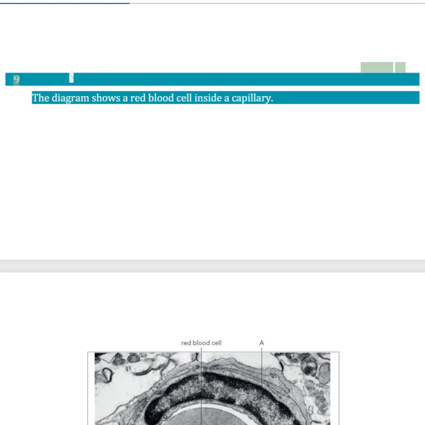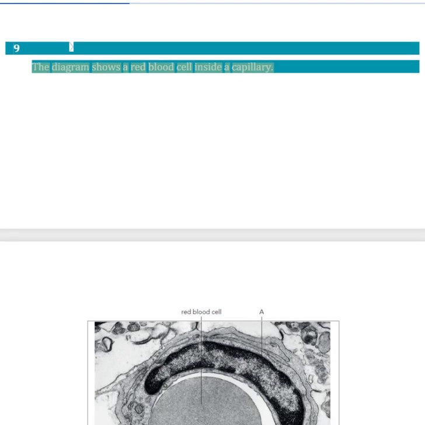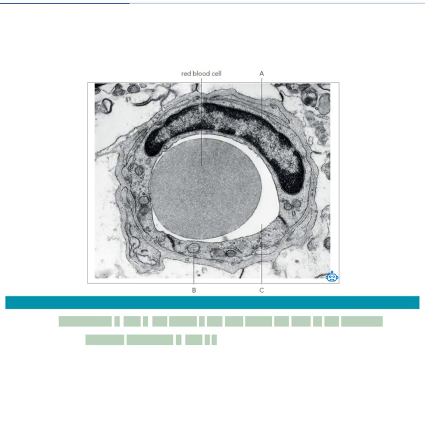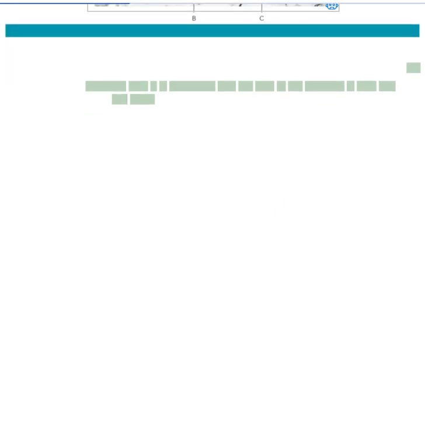9. The diagram shows a red blood cell inside a capillary. A. Structures A and B are inside a cell that forms the wall of the capillary. 1. Identify structures A and B. 2. Explain why it is important that the wall of the capillary is only one cell thick.